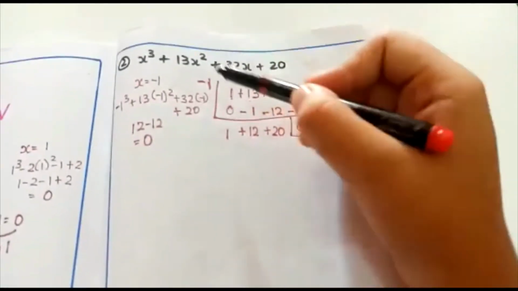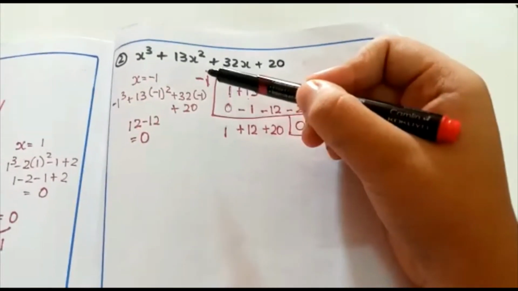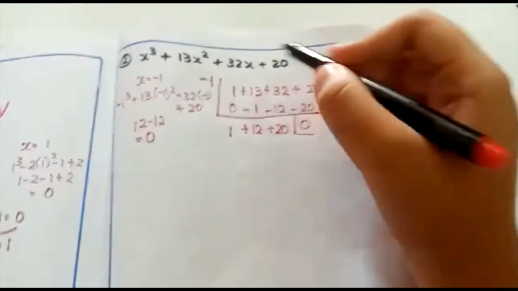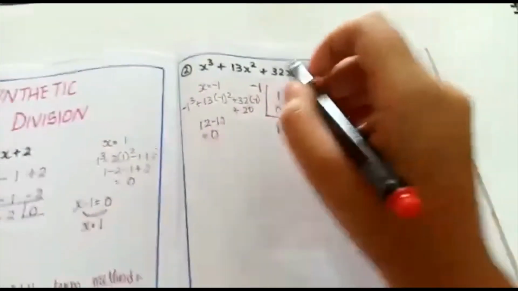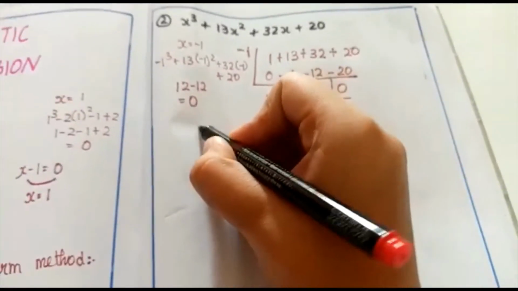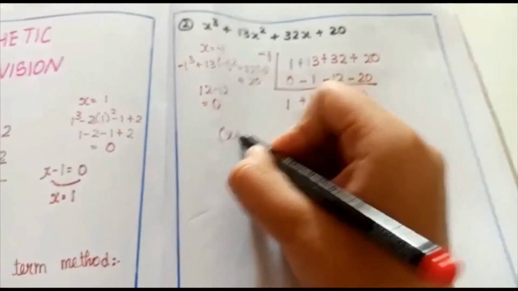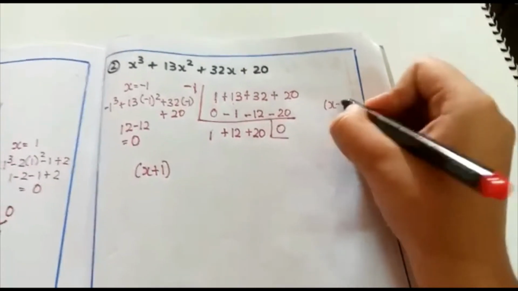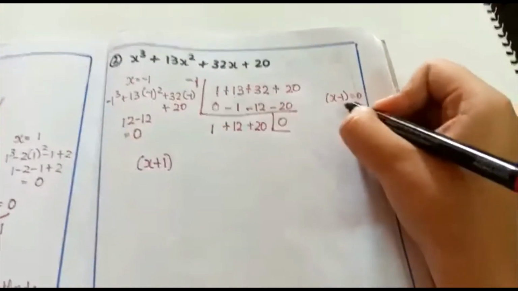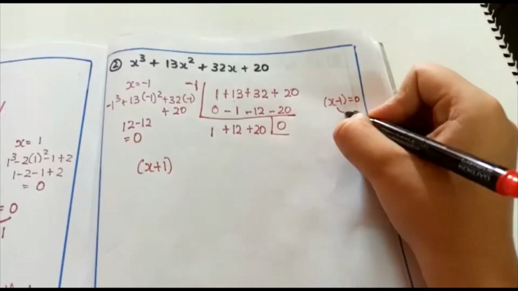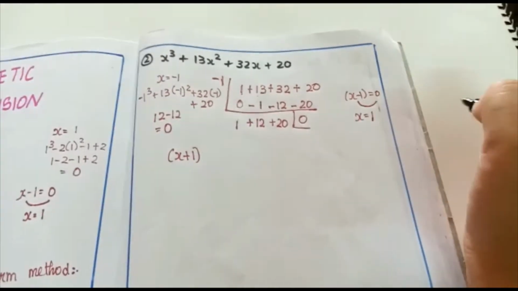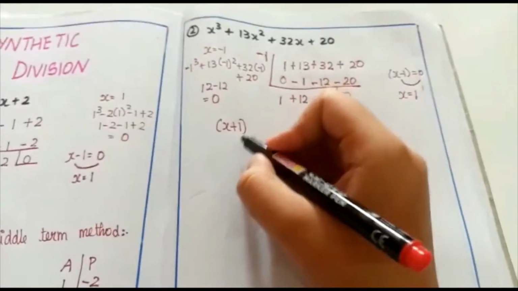As I said, if it's minus 1, we'll write x plus 1, and if it is 1, we'll write x minus 1, because of using the remainder theorem. So one of our factors is x plus 1. How x plus 1? x minus 1 is equal to 0. When we take minus 1 there, it becomes positive. So x is equal to 1. That is why we read it as x plus 1.